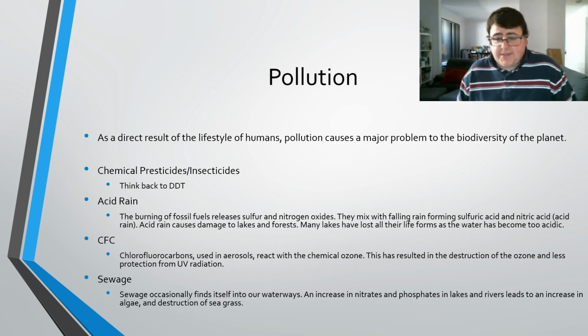DDT is a pesticide that was used a long time ago. It hasn't been used in close to 50, 60 years. You've probably talked about DDT in school. The problem with DDT was it's a cumulative poison. So we were spraying it on our crops to prevent the crops being eaten by pests.